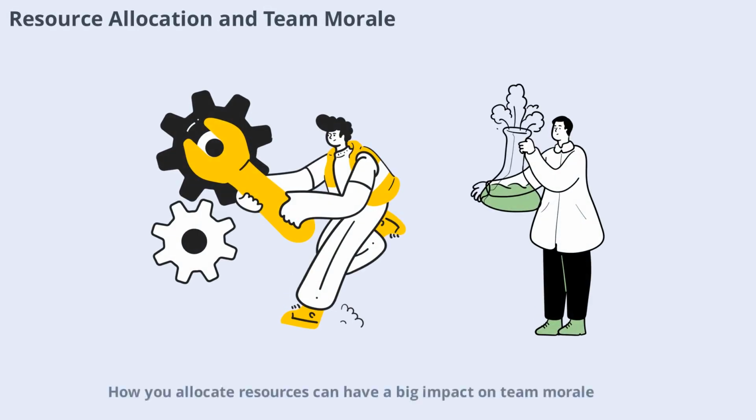How you allocate resources can have a big impact on team morale. Fair and transparent allocation builds trust and motivation, while favoritism or poor planning can lead to frustration. Listen to your team's feedback and involve them in allocation decisions whenever possible.